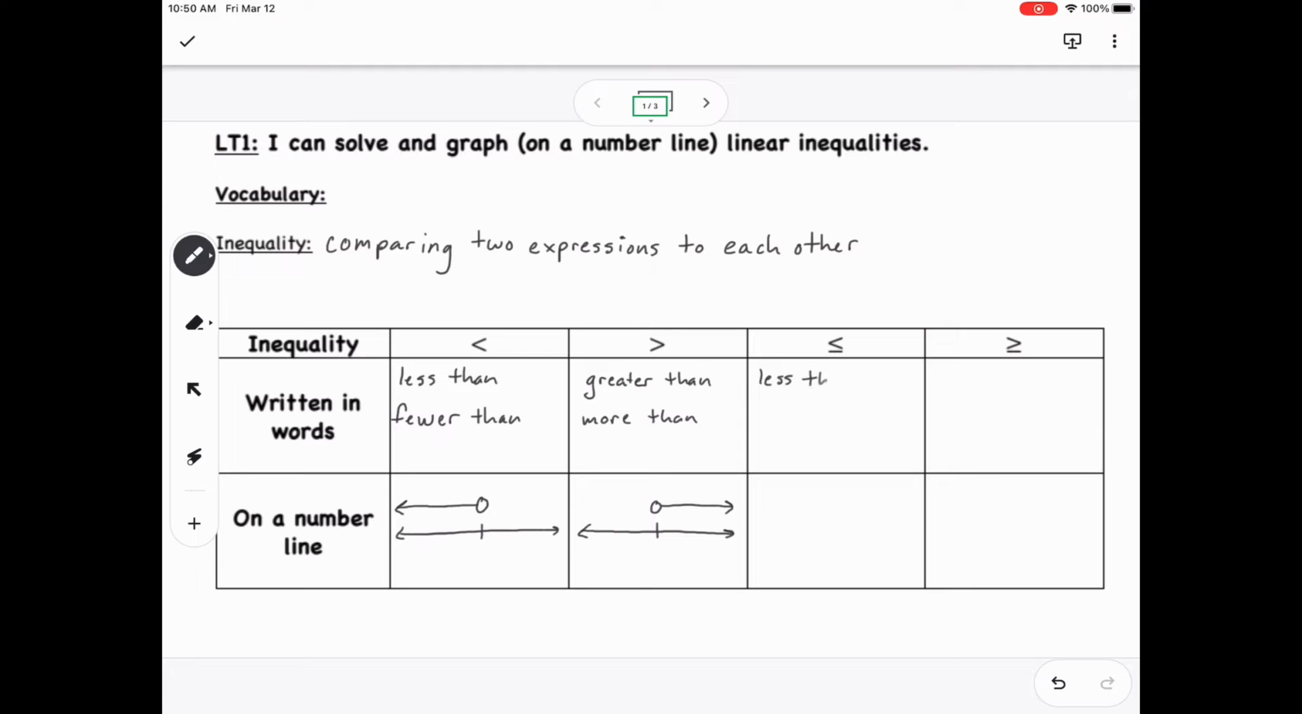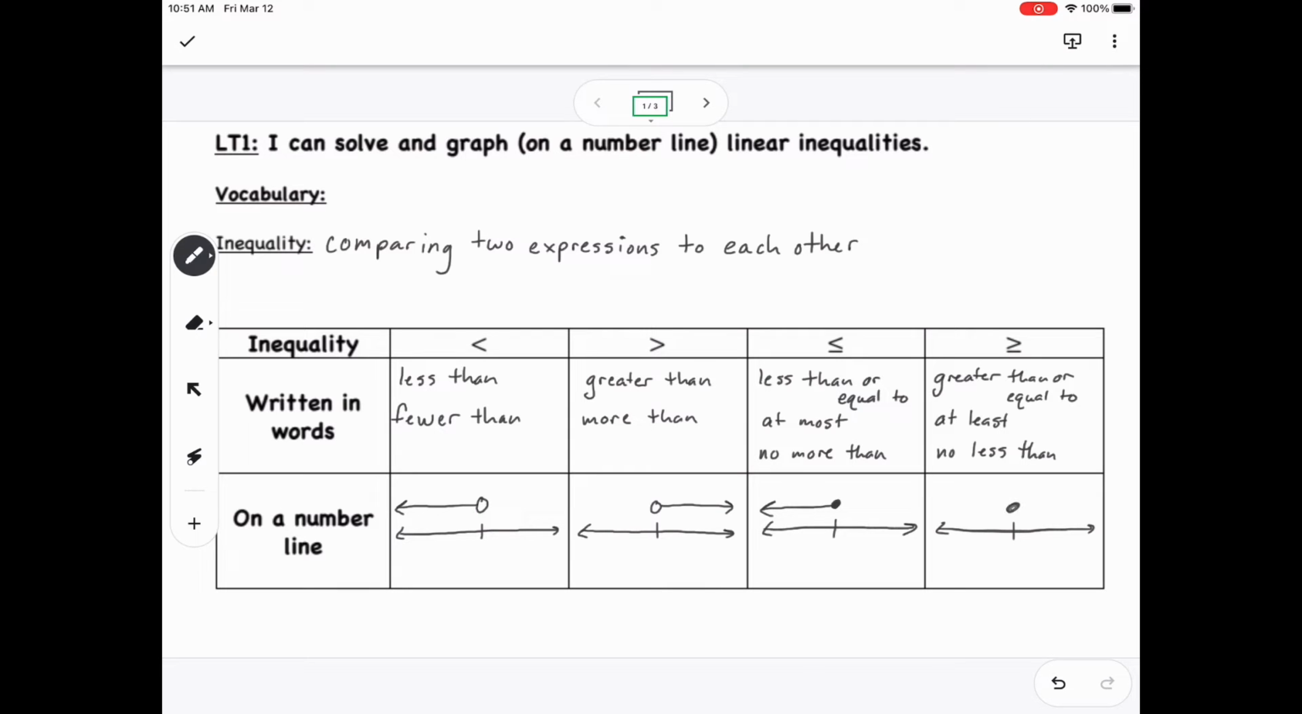Less than or equal to, very similar to the first less than, but it's also equal to because of the line underneath. We can also state this as at most or no more than. So on the number line, the only thing that's different between this and a less than sign is that the circle is closed, meaning we're including the value that we are starting at and everything to the left. Next, we have a greater than or equal to sign. So very similar to a greater than sign, except we're including it. Other words that represent this are at least or no less than. And then on the number line, it looks very similar to a greater than sign, but we have a closed circle and everything to the right is true.